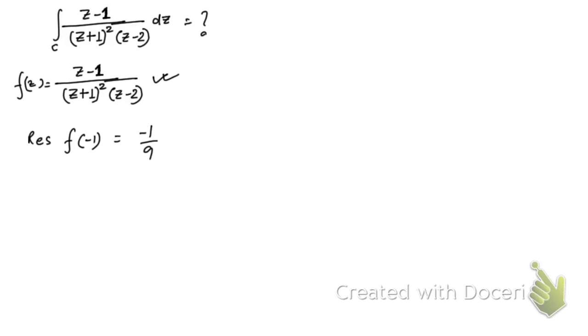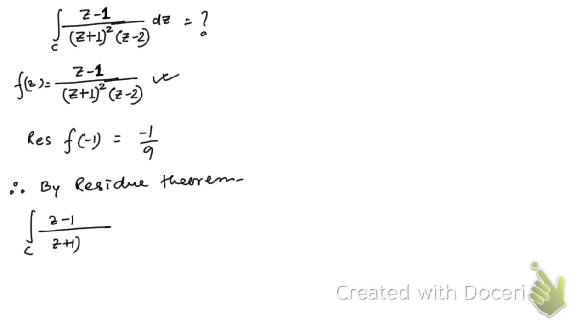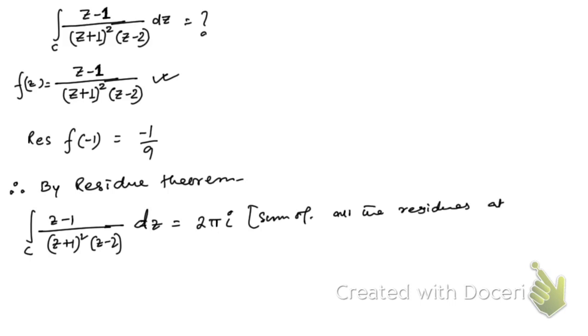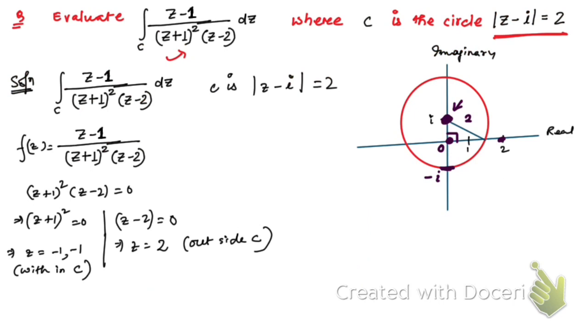And according to the residue theorem, therefore by residue theorem, you know that the integration over C of the function f of z, here the function f of z is (z minus 1) by (z plus 1) whole square times (z minus 2), dz, is equal to 2 pi i into the sum of all the residues at the poles within C. But in this case, let me go to the previous slide.